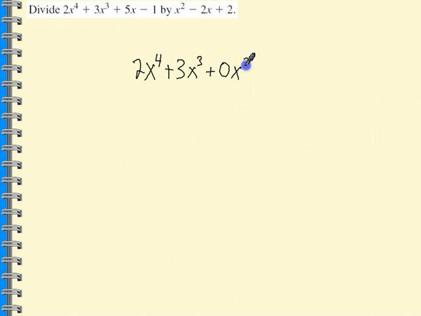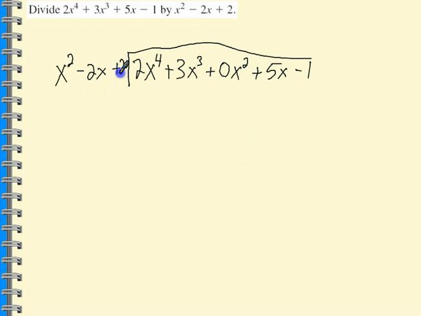Now, why do we need to add that in? Well, we have to have a placeholder. We can't just go from x to the fourth and then x to the third all the way down to x. We need to have that 0x squared in there. All right, and it'll make sense once we get into the division here. So if we want to use long division here, and we're dividing by x squared minus 2x plus 2.